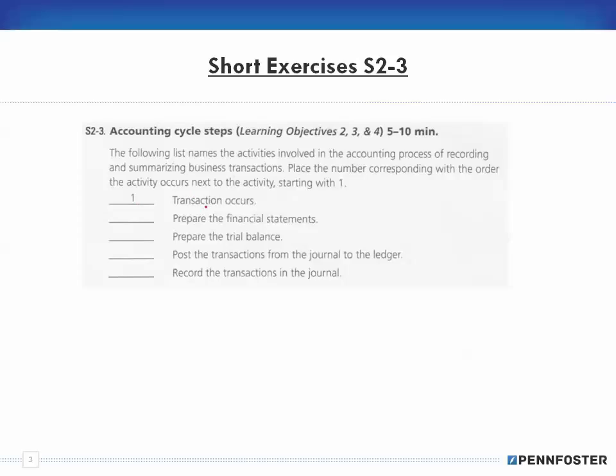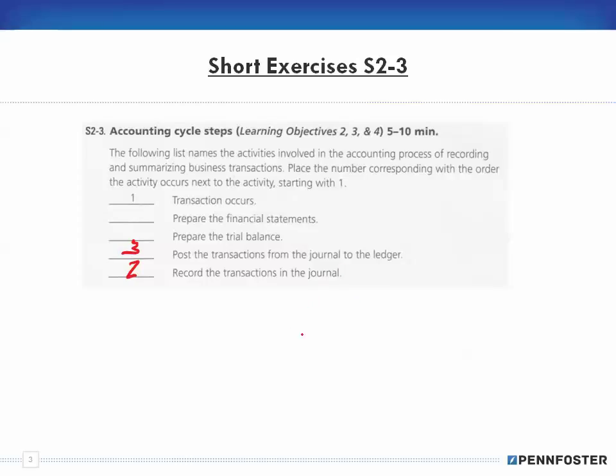So the first thing that happens is the transaction occurs. When the transaction occurs, what's the next thing that we have to do? Well, the next thing we do is we record the transactions in a journal. So that's number 2. Now, once they're in the journal, we need to post the transactions from the journal to the ledger. So this is number 3. Once they're posted, we can create balances in the ledger accounts. Remember, when we take information from the journal and put it into the ledger, all we're doing is rearranging information into like categories, the ledger accounts: cash, receivables, payables, and so on.